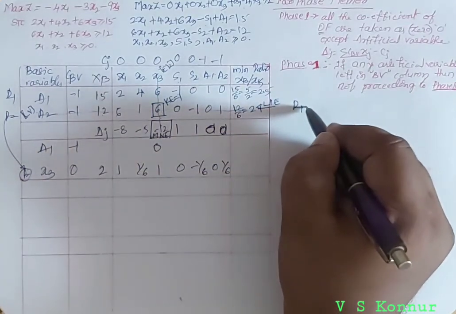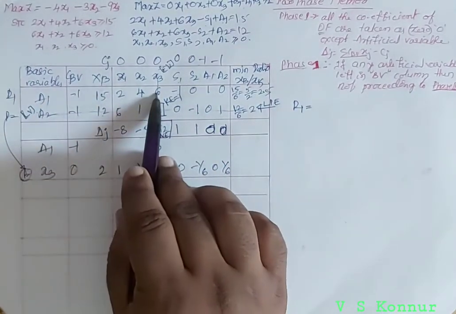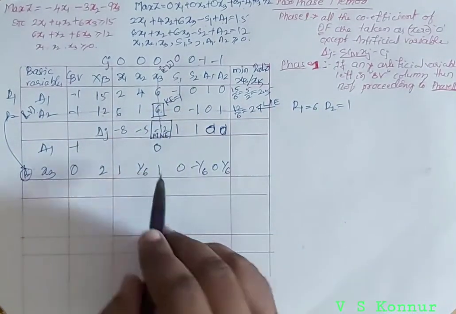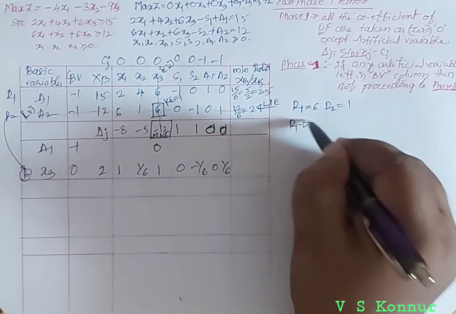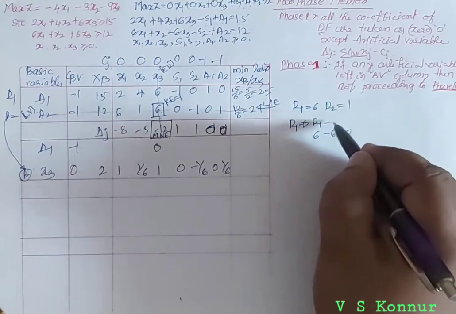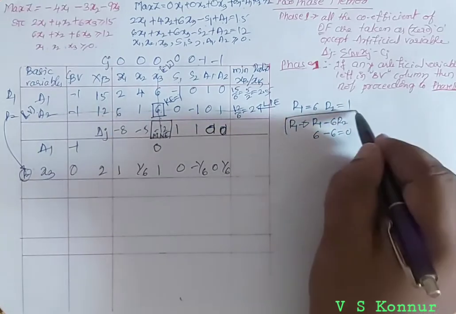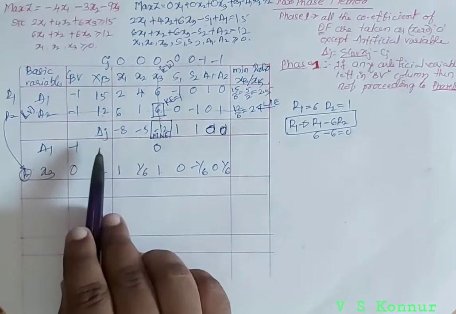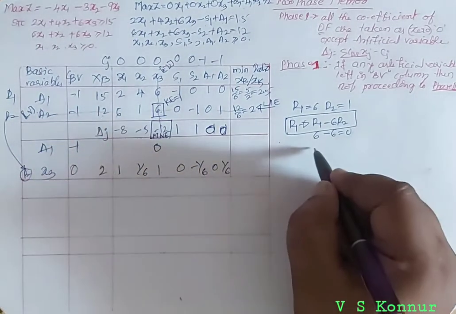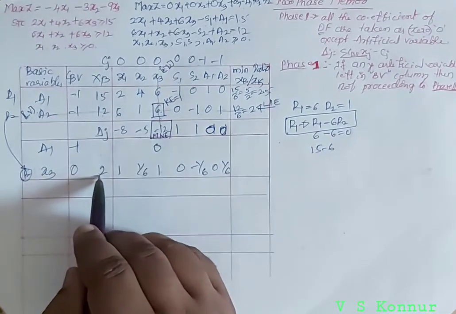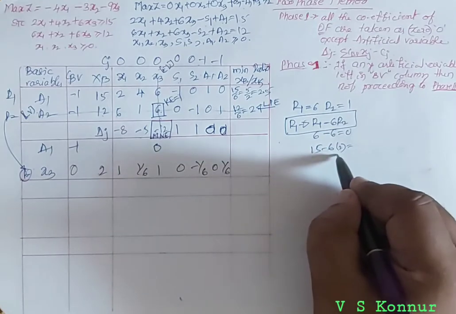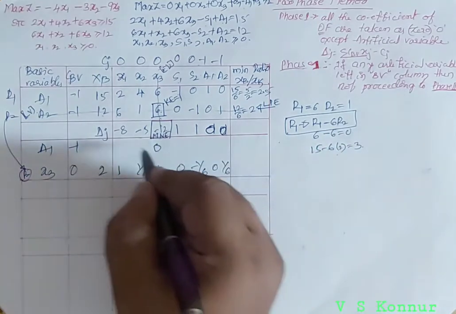For R1 I have to write the equation. R1 has the value 6 in that column, and R2 is equal to 1. To make 6 minus 6 equal to 0, we add minus 6 R2 and calculate this value. R1 is 15 minus 6 into 2 as R2, so that is 15 minus 12, and we will get 3 as the answer.